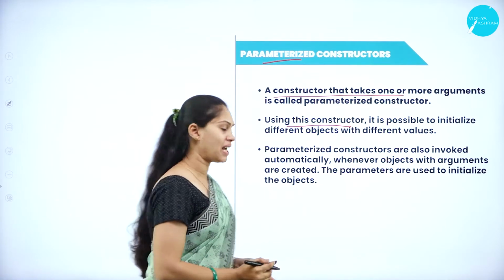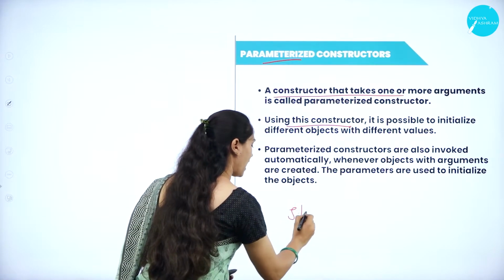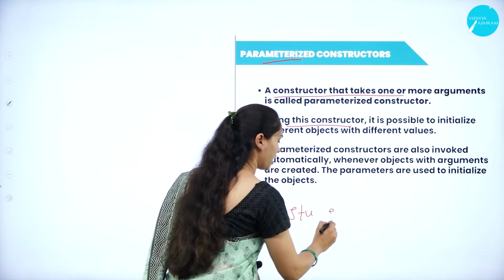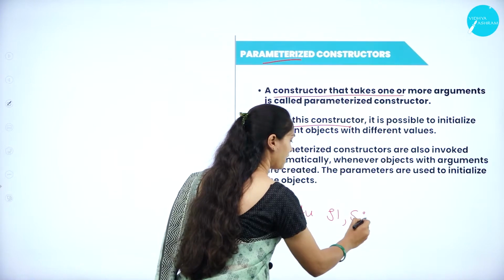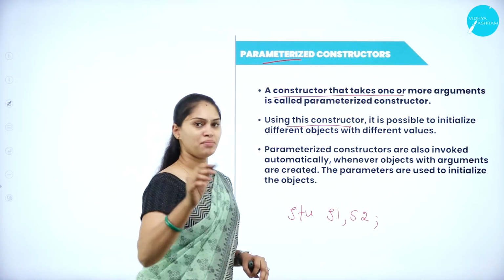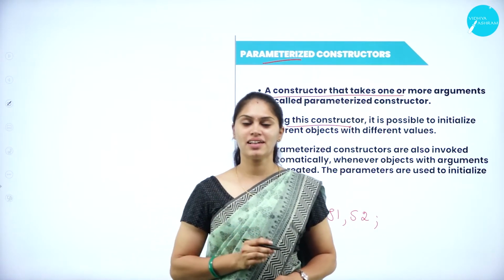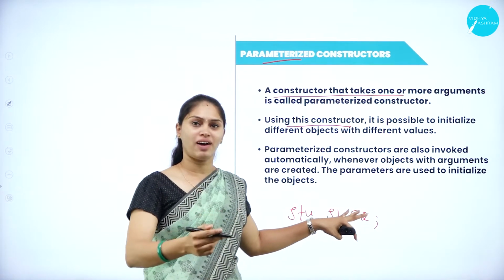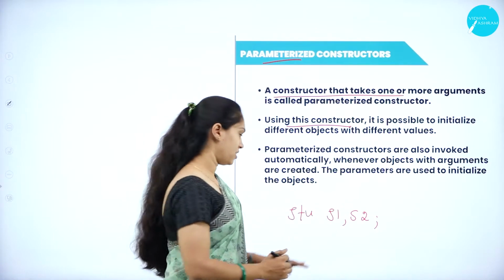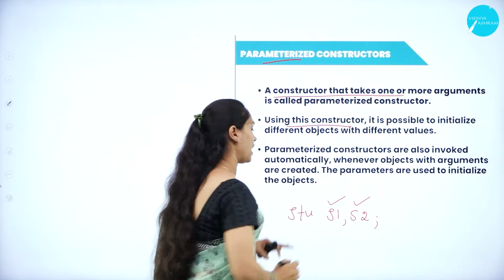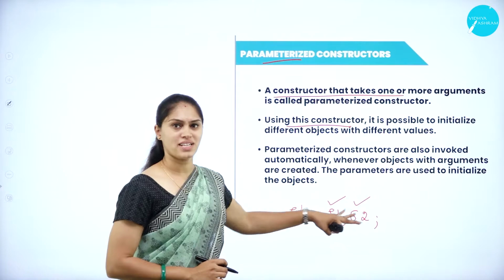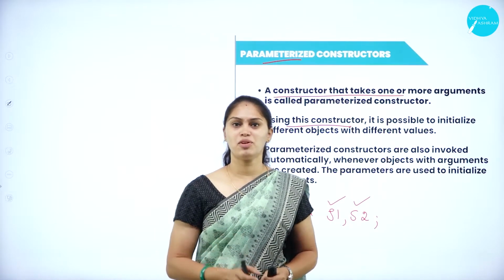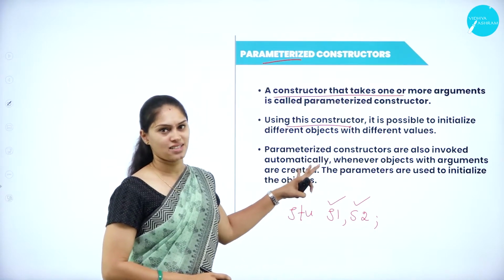Let me take one example. I am creating a class called STU. What is the class name here? STU. And I am going to create two objects, S1 and S2. So if I am using a parameterized constructor in my program, that means these two objects can have different values with different parameters. So I can initialize different objects with different sets of values. That can be possible with the help of this parameterized constructor.